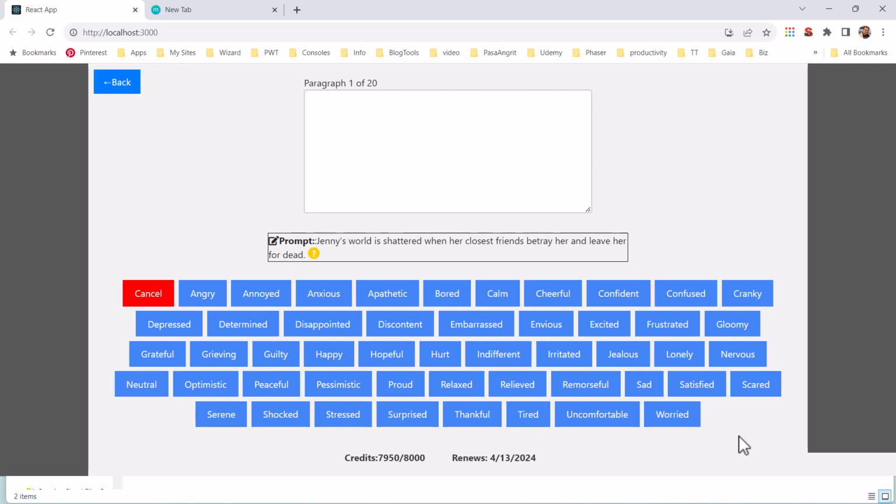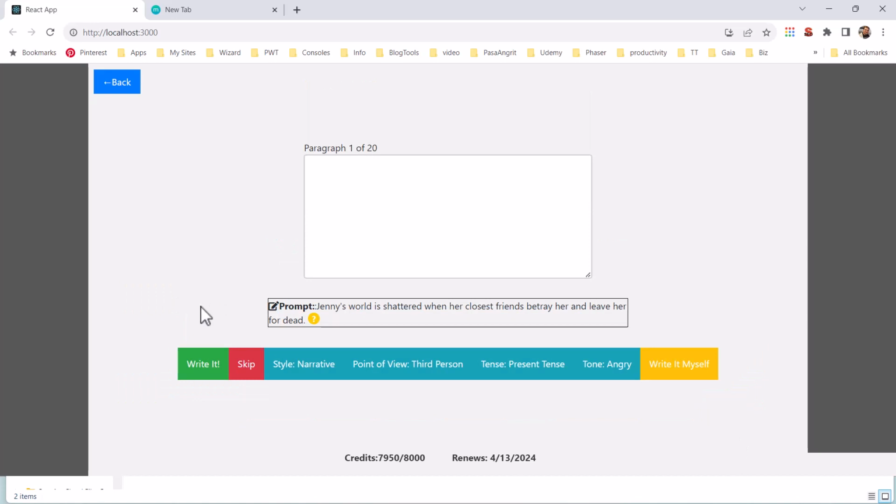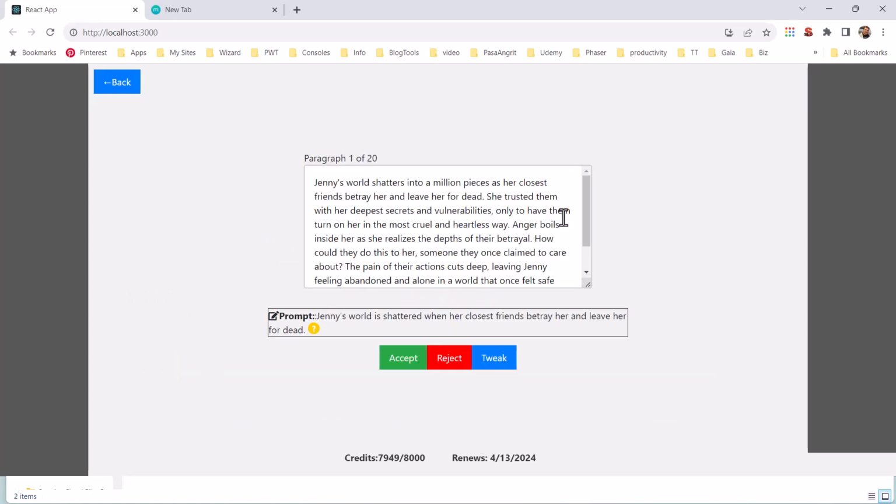Let's see what happens if we inject anger into the paragraph. In the middle of the paragraph, we now have, anger boils inside her as she realizes the depth of their betrayal. Now let's try the emotion of lonely.